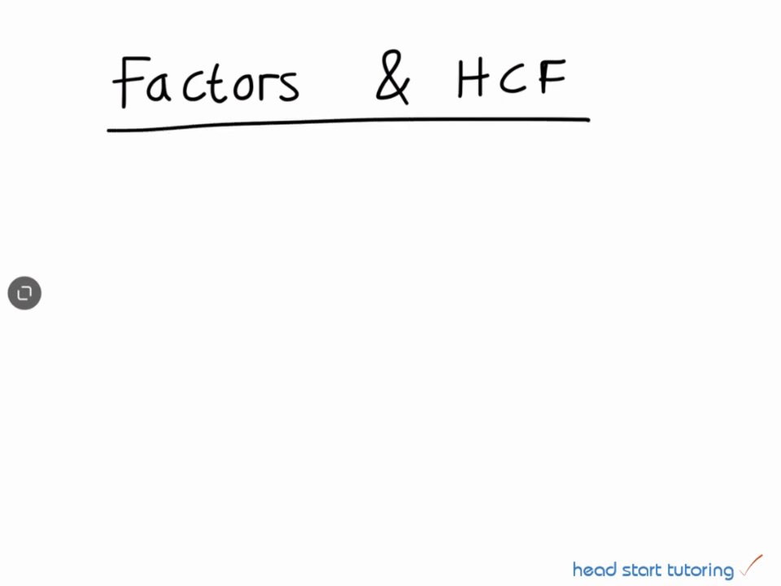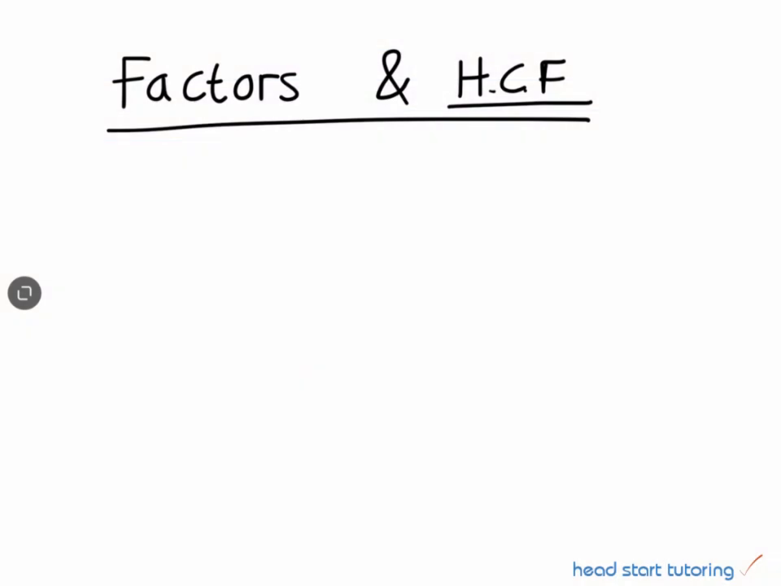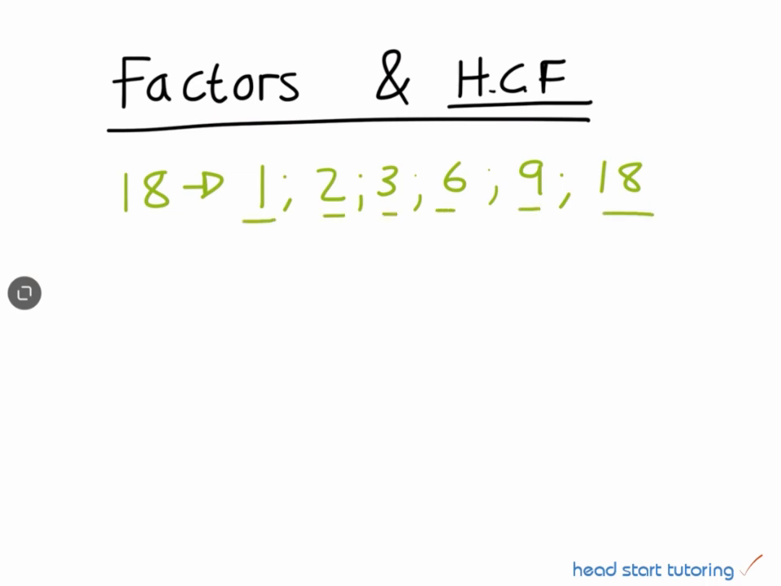We are going to have a look at factors and highest common factors. HCF stands for highest common factor. So factors are all the numbers that fit into another number. So the factors of 18 would be 1, 2, 3, 4 doesn't fit into 18, 5 doesn't fit into 18, 6 fits into 18, and then we've got 9 and 18. So the number 18 has 1, 2, 3, 6, 9, and 18 as factors.